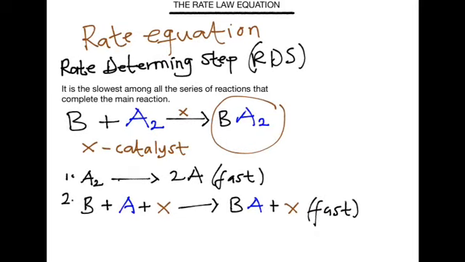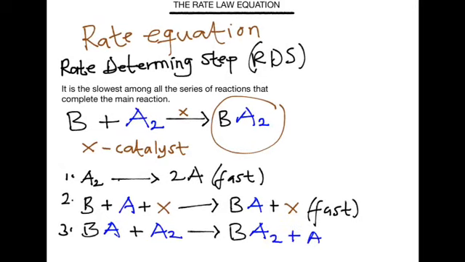Now we'll have the final reaction, which is going to be, let's call it number 3. Our final reaction is going to be B plus molecule A to give us our final product, and then we have a molecule A again, and this reaction is going to be very slow.